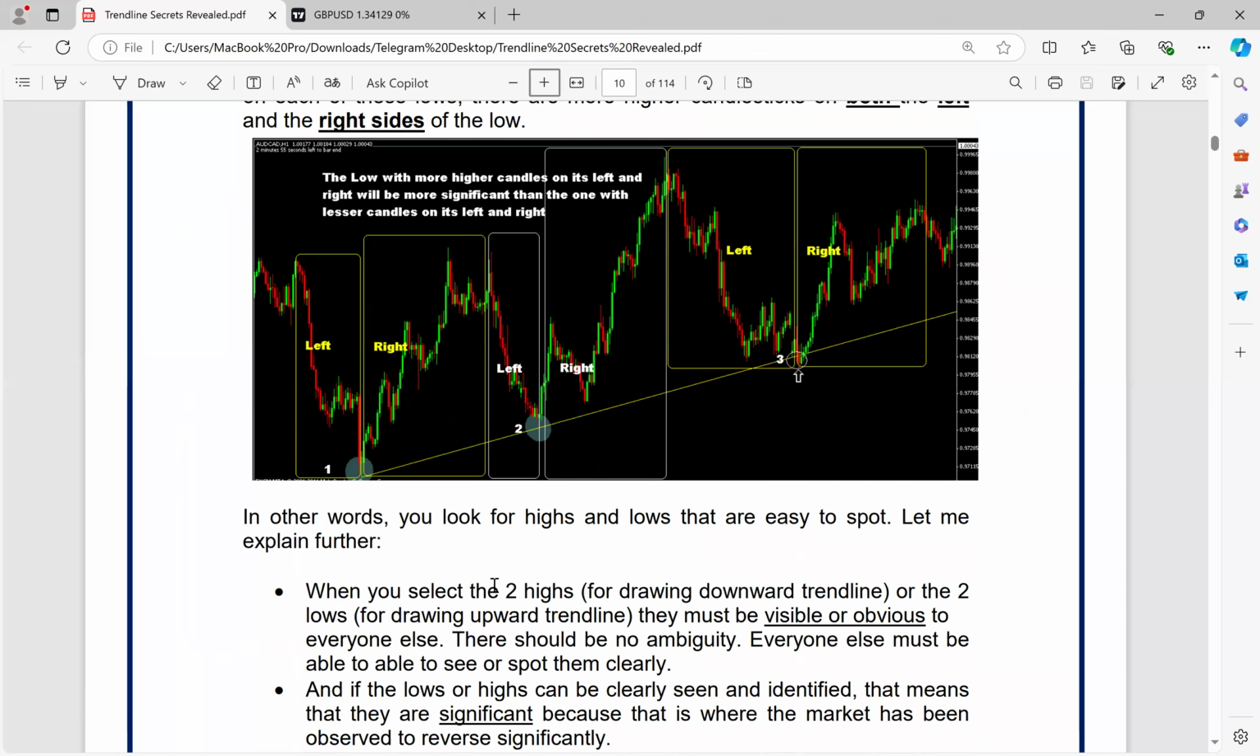Let me explain further. When you select 2 highs for drawing a down trend line, or 2 lows for drawing an up trend line, they must be visible or obvious to everyone else. There should not be ambiguity. Everyone else must be able to see or spot them clearly. Now, let me show you what they mean by that on the chart.